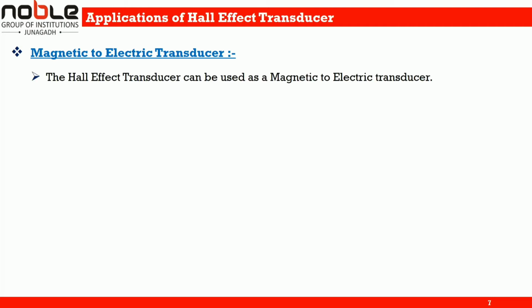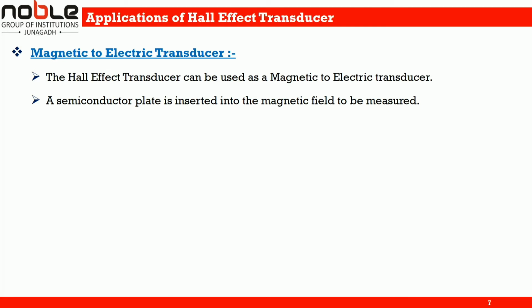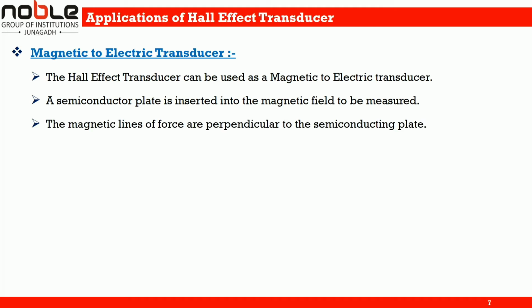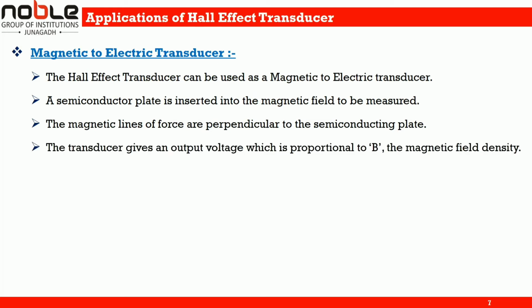The Hall effect transducer can be used as a magnetic to electric transducer. A semiconductor plate is inserted into the magnetic field to be measured. The magnetic lines of force are perpendicular to the semiconducting plate. The transducer gives an output voltage which is proportional to B, the magnetic field density.